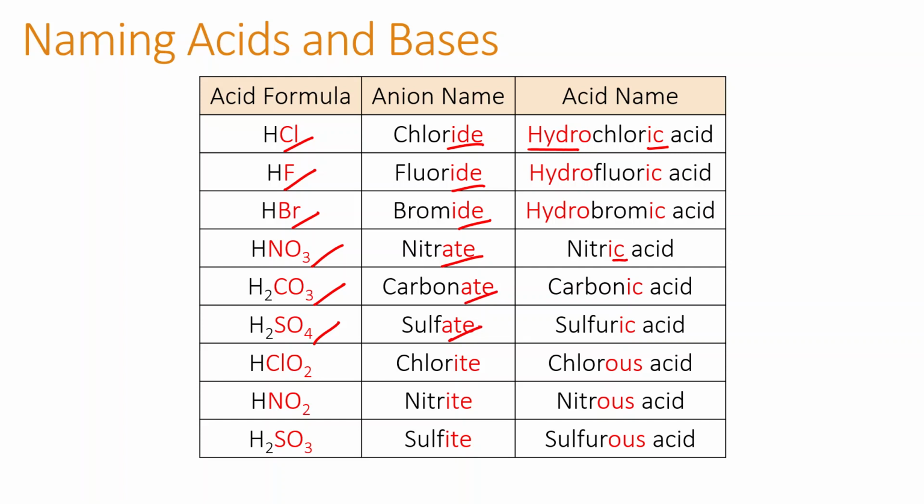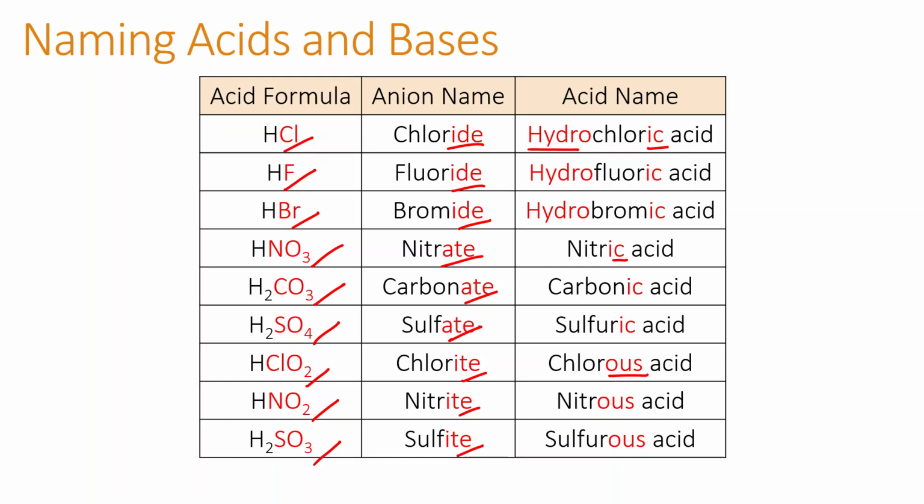The last group here, we still have polyatomic ions, but here I have chlorite, nitrite, and sulfite. All of these end with ITE, and notice that they're named as blank-ous acid. So chlorous, nitrous, sulfurous. A good tip is that whenever it ends with ate, it's going to be one more oxygen than if it ends with ite. So for example, nitrate is NO3, nitrite is NO2. Sulfate is SO4, sulfite is one less oxygen, and it's SO3.